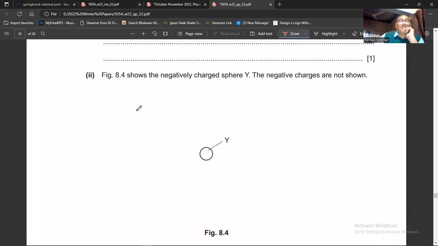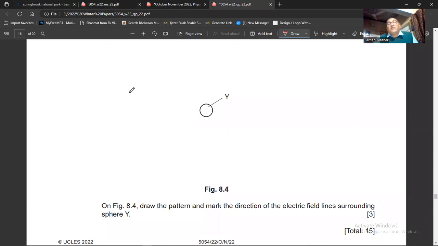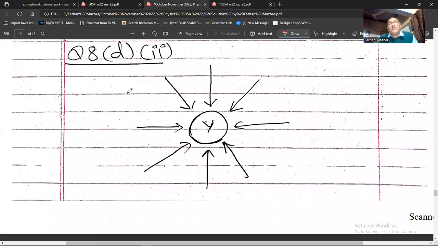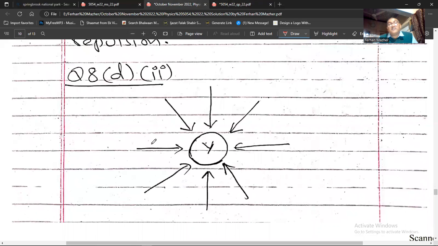Then it says, figure 8.4 shows negatively charged sphere Y. The negative charges are not shown. On figure 8.4, draw the pattern and mark the direction of the electric field. Because this is negatively charged, the electric field lines will be going towards it.